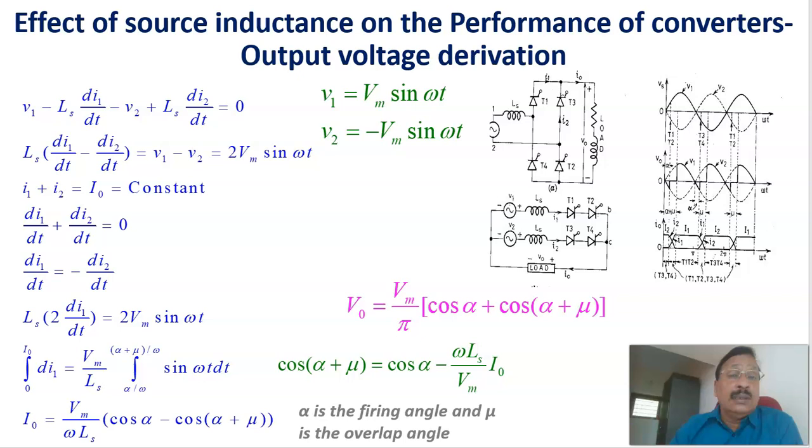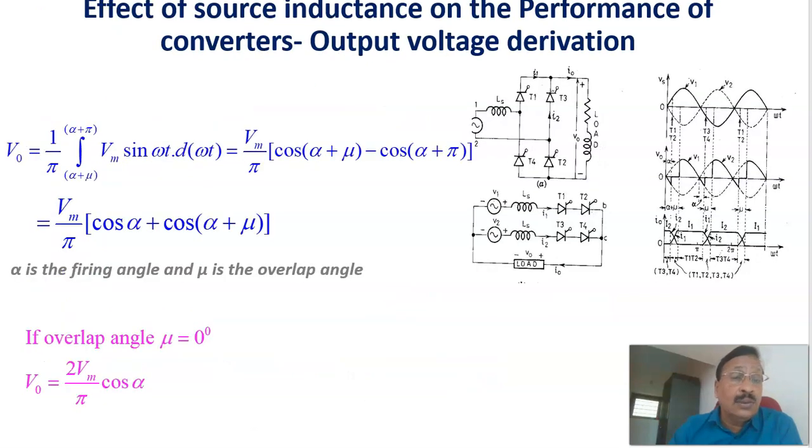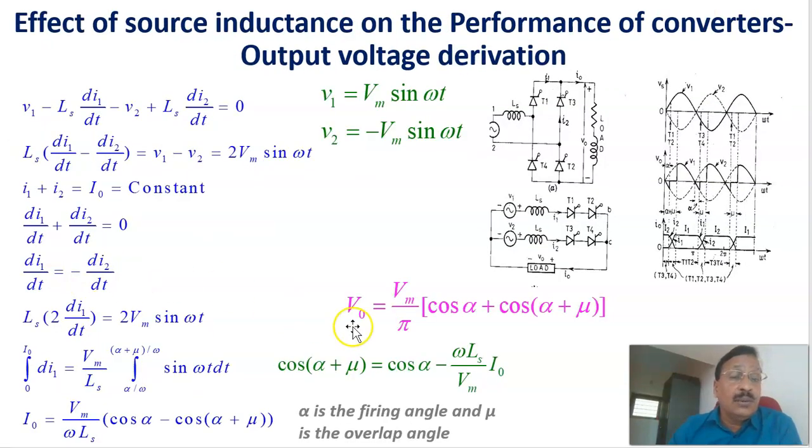Now continuing with the effect of source inductance on the performance of converters, the output voltage we have derived previously, V0, as seen in the previous slide, is equal to Vm by pi into cos alpha plus mu. Now, one more thing: we are going to apply Kirchhoff's voltage law to this loop.